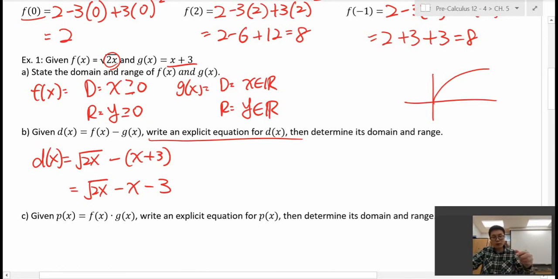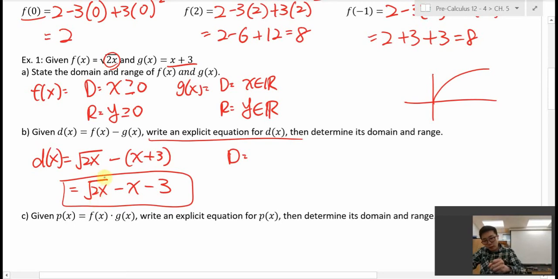And then it says determine domain and range. Well, this time the domain, so what you need to do is you got to look at both domains separately, or both functions, or you can look at the d of x directly. So if you look at root 2x, well, the domain there has to be bigger than or equal to 0. For the x, it could be anything. But because we have to take the more restricted ones, right? Because, I mean, you could say x can be negative here, but if you put it here, it doesn't work. So you have to take the more restricted domain and say that x is bigger than or equal to 0.